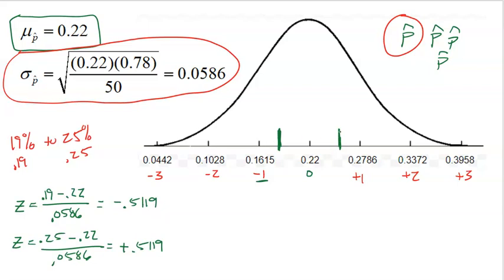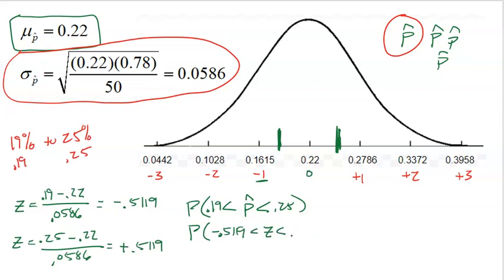And again, that's roughly where I put it here. So now what I want to find is the probability that a sample is within that, which means between 19% and 25%. And that is, of course, equivalent to a z-score being between negative 0.5119 and positive 0.5119. You may remember doing this in our previous sections about the normal model.